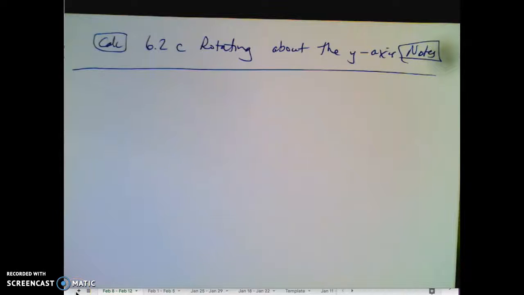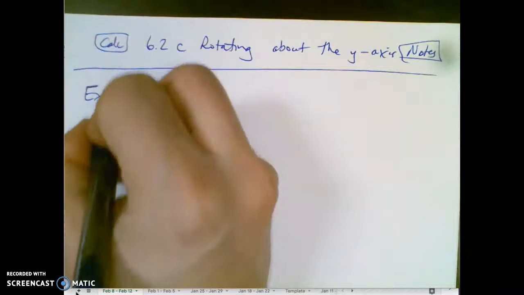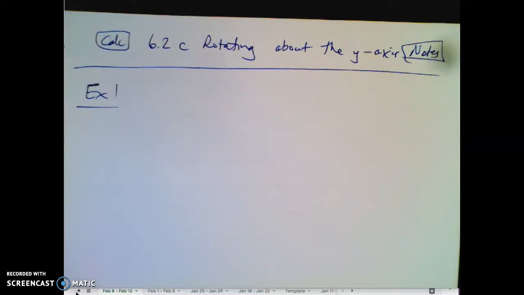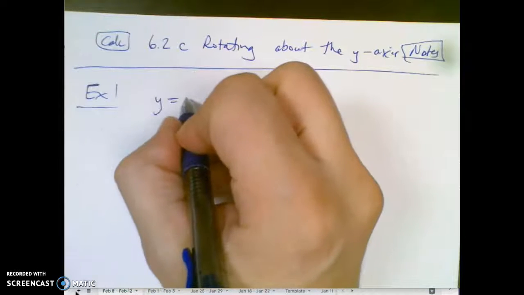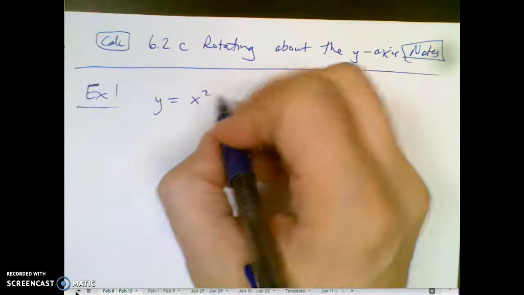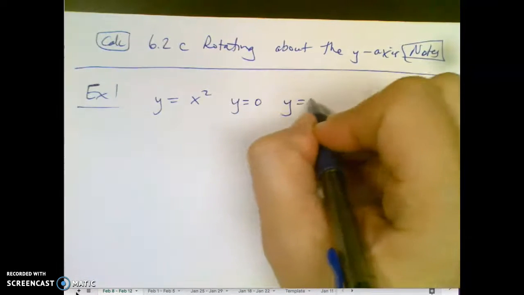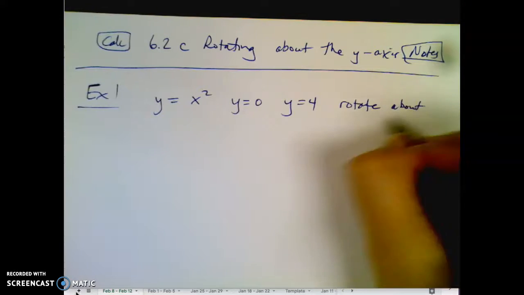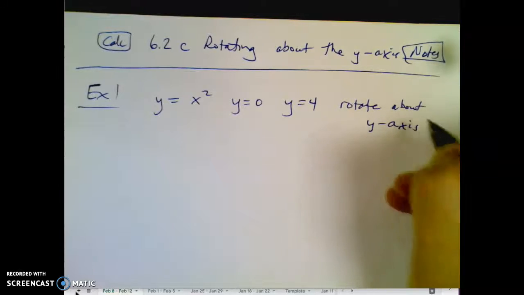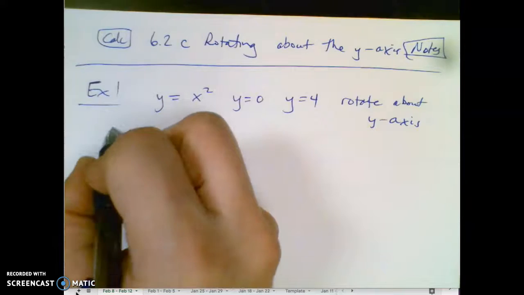All right, so here's some notes about how to rotate an object about the y-axis. Sounds pretty similar, but we're going to do this with a different shape. So let's take y equals something like x squared, y equals 0, y equals 4, and rotate about the y-axis. This is very similar to how we rotate around the x-axis. We're going to do the whole pi r squared thing, but there's a problem.